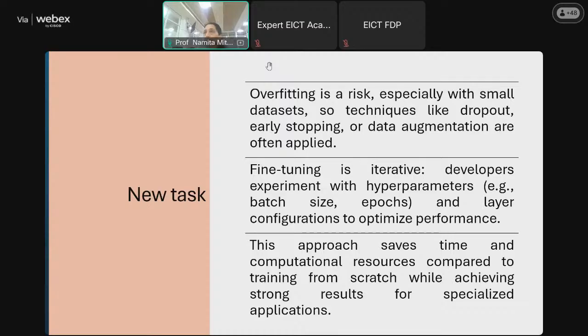Early stopping means we can stop in between, when our work is done and we don't have to go by that number of epochs, right? That is early stopping. Data augmentation is something to be added.